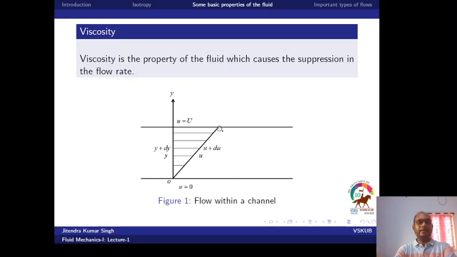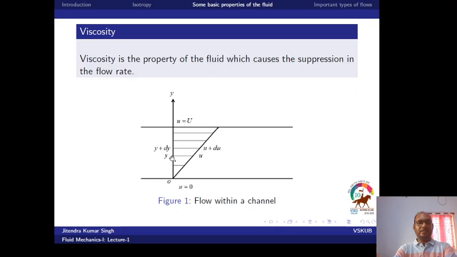So the fluid in contact with the upper plate will also move with the same velocity u equal to capital U, while the fluid in contact with the lower plate will remain stationary. Now suppose at any layer at y it's moving with velocity u, and at another layer y plus dy its velocity will be u plus du, meaning from the upper side to the lower side its velocity is gradually decreasing due to the viscosity, or viscous property, of the fluid.